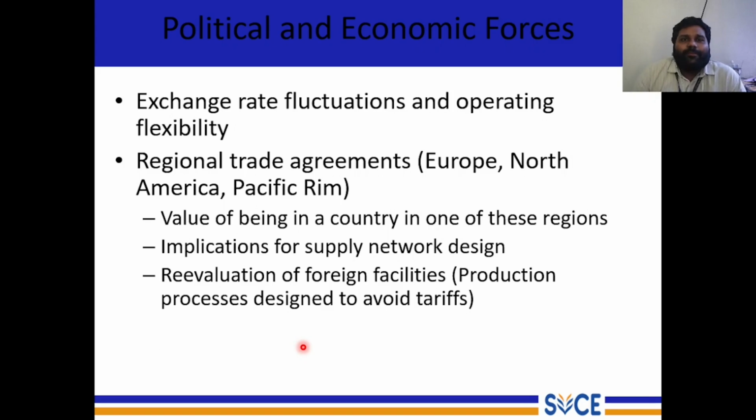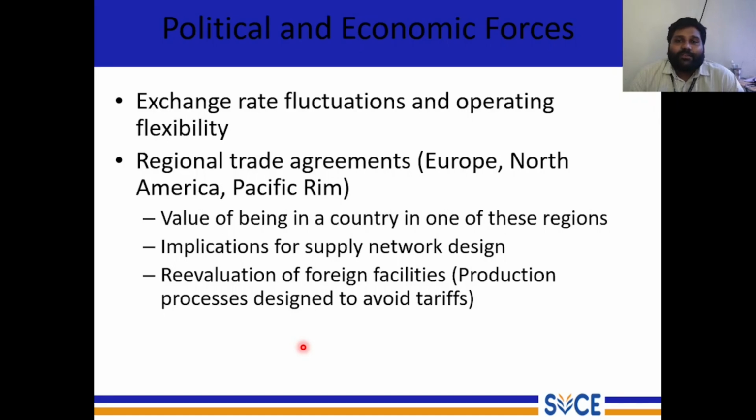Political and economic forces: exchange rate fluctuation and operating flexibly. When a foreign company is trying to invest in the Indian market, our political agenda will be very flexible. We give them space and resources so that our employees benefit from it and our GDP growth also increases. So in that aspect, political and economic forces play a huge role.